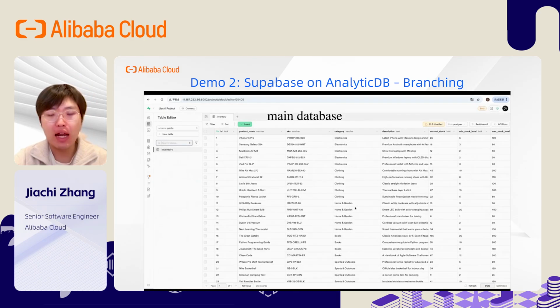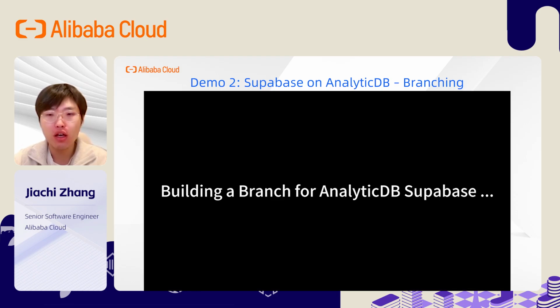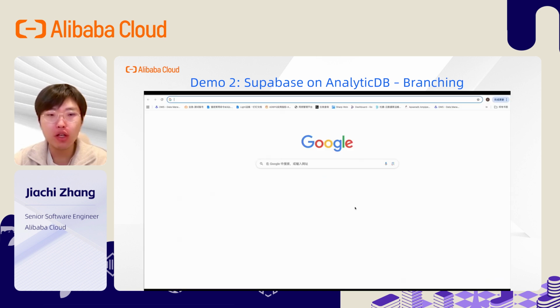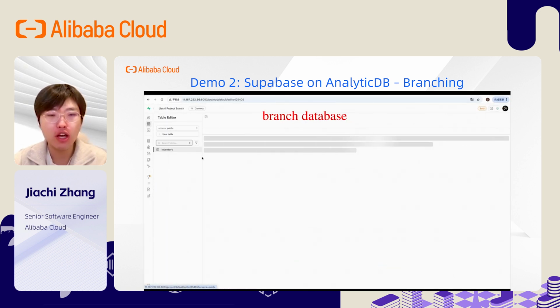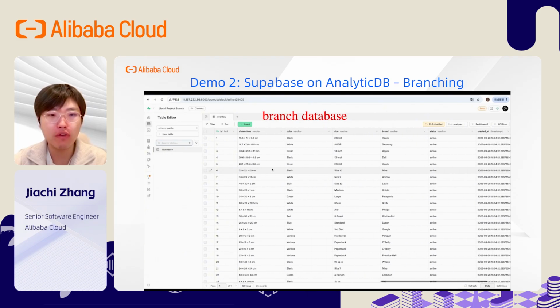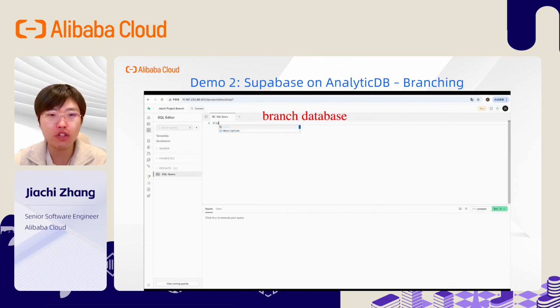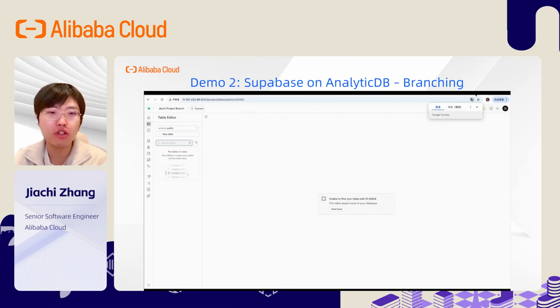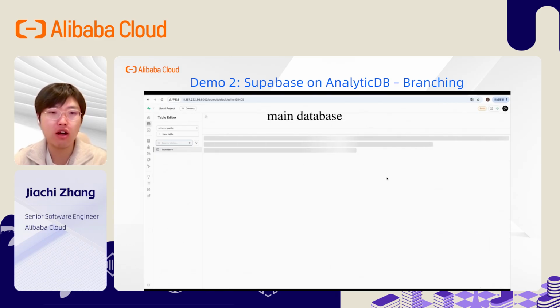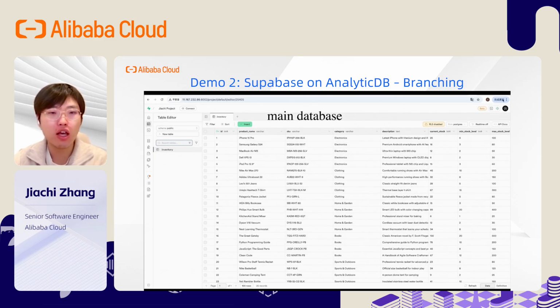The next demo highlights a truly powerful feature, the database branching. Here you will see after we build a new branch from our main database, we can check the Supabase of the new branch, and the data of inventory is here. And we are trying to do some destructive operation, such as dropping the table. After the execution, the data is gone in the branch, and the data is still here in the main database.